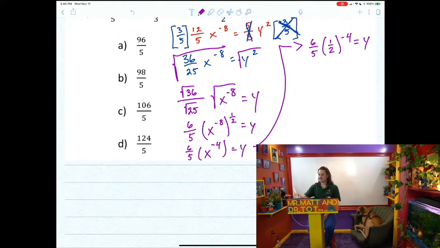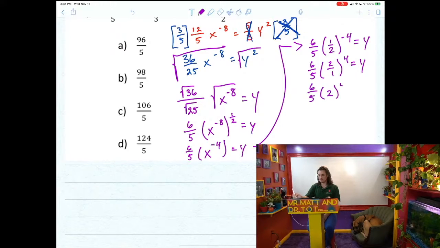One half to the negative 4th power is the same thing as 2 over 1 to the positive 4th power. That's just flipping the numerator and denominator around. You put it under 1, and when you're talking about a fraction, that has the same effect as just flipping the numerator and denominator. So that's really 6 over 5 times 2 to the 4th power.